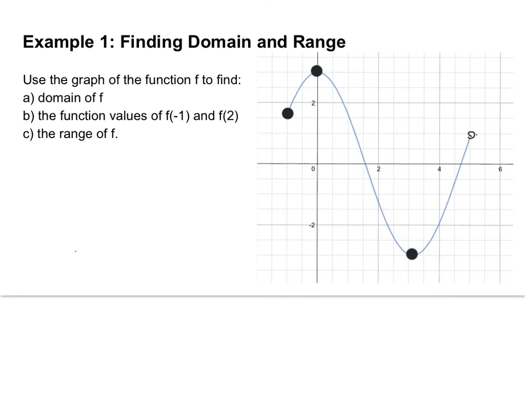All right, so as we look at this example 1, we're going to be using the graph of the function to find the domain of f, the function values of f of -1 and f of 2, and also the range of f. Well, let's look at the domain of f first and what that means. The domain of f is the x values. And so that's the input value.